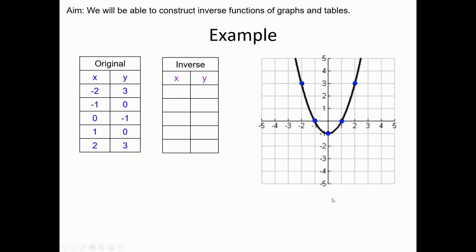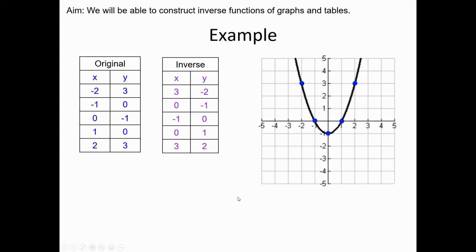So let's take a look at this right here. Here we have our original function. We don't have an equation. We're just looking at this table, and then we're looking at this graph. All we're going to do is take these x's and these y's and swap them around. So -2, 3 becomes 3, -2. -1, 0 becomes 0, -1. 0, -1 becomes -1, 0. 1, 0 becomes 0, 1. And 2, 3 becomes 3, 2.